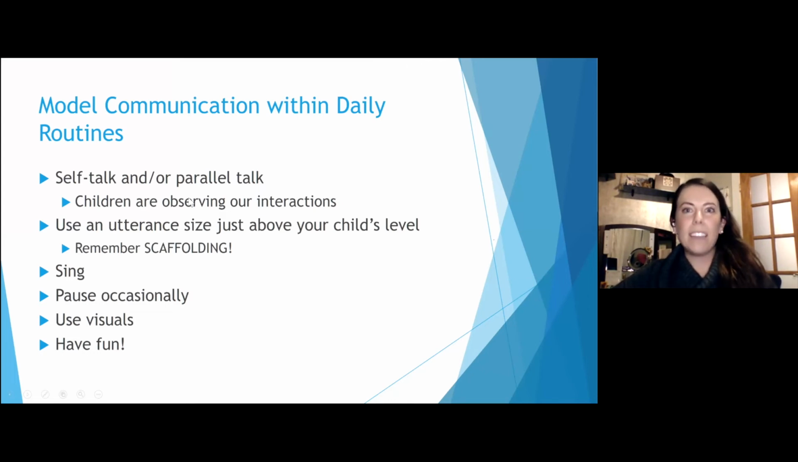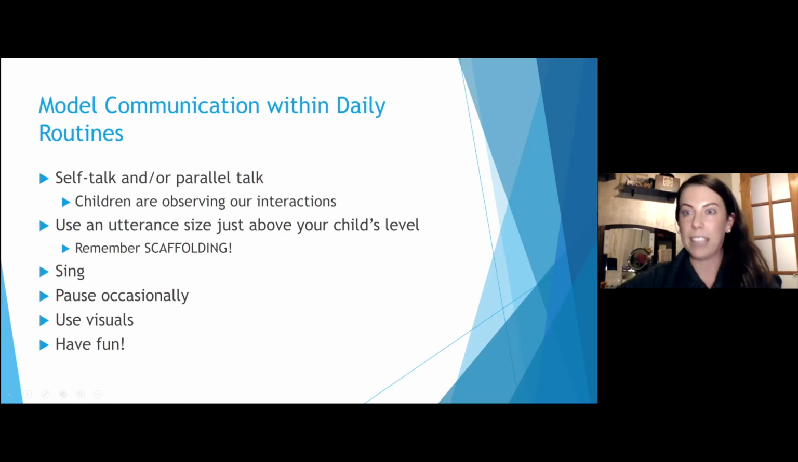So now modeling communication within daily routines. So anyone who knows me, I talk a lot to myself. And the reason that I do is I'm practicing. And I am practicing that parallel talk because our kids are observing all of our interactions. They're observing the way that we're communicating, and then they're modeling off of that, or they're imitating from that. And so we want to make sure that we're doing that when we're interacting with our kids, when we're interacting side by side, and when we're using the AAC devices as well.